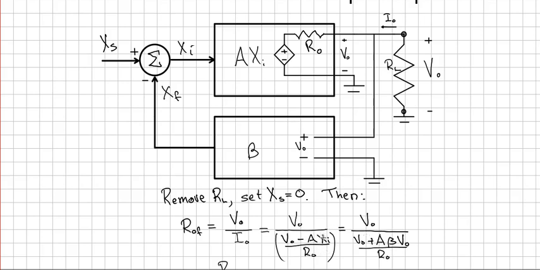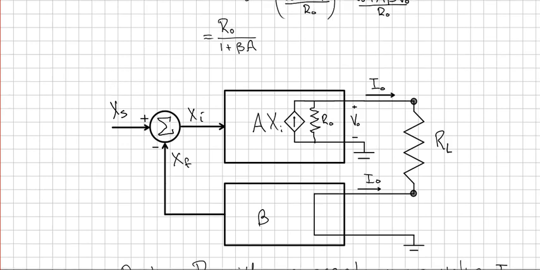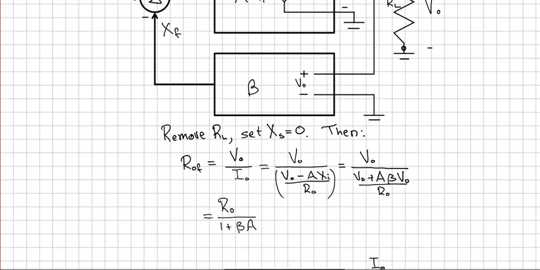And then you realize that Xi, that's the Xi right here, is really equal to minus XF, minus because of the minus sign right there. And XF is equal to beta times V out. So we finally end up with this equation here. We can cancel out the V outs, and we end up with this nice equation right here. R out is divided by 1 plus beta A. In other words, R out is reduced by a factor of 1 plus beta A.